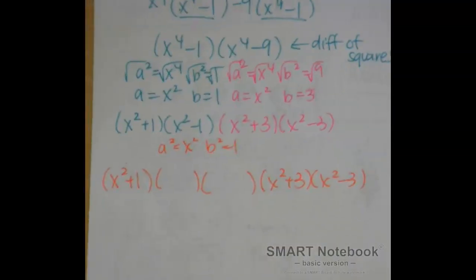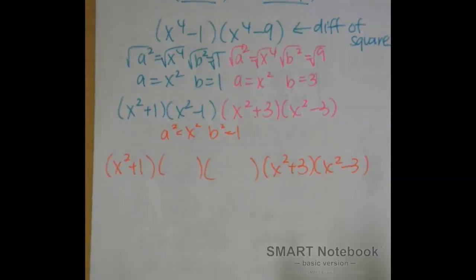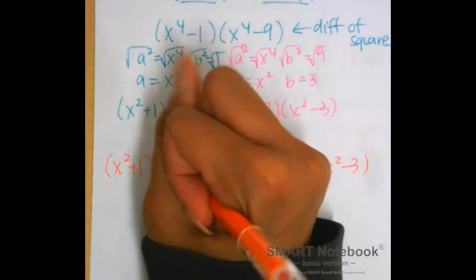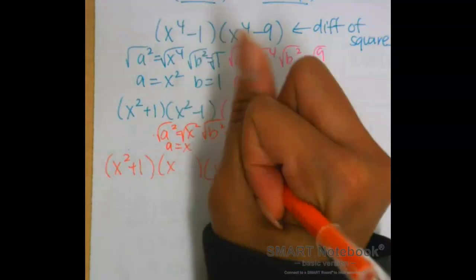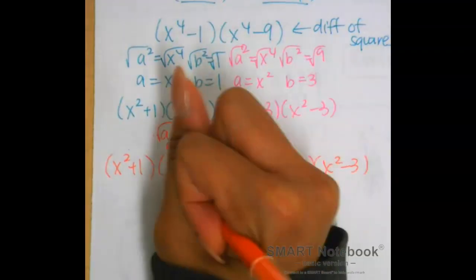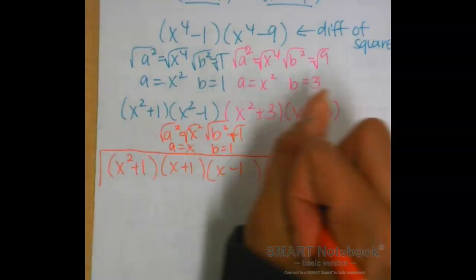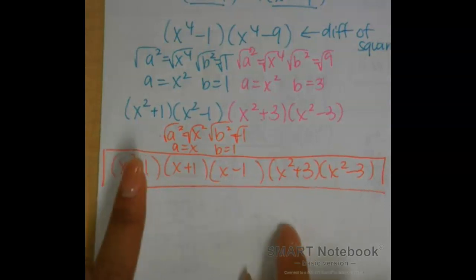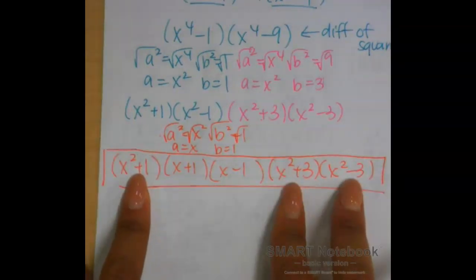On your tests, quizzes, and homework, guys, this is what's expected from you, so make sure you know how to simplify. Okay, so let me simplify. This is a square root for both of these. A is going to equal x. B, when I square root, is going to equal 1. Plus 1, minus 1. This is your final answer. You don't have to simplify anything else because we've already talked about it. The x plus 1 squared, x plus 3 squared, and x minus 3 squared cannot be simplified any further.